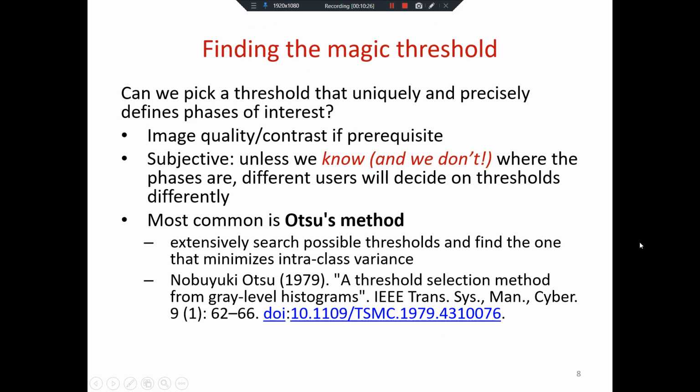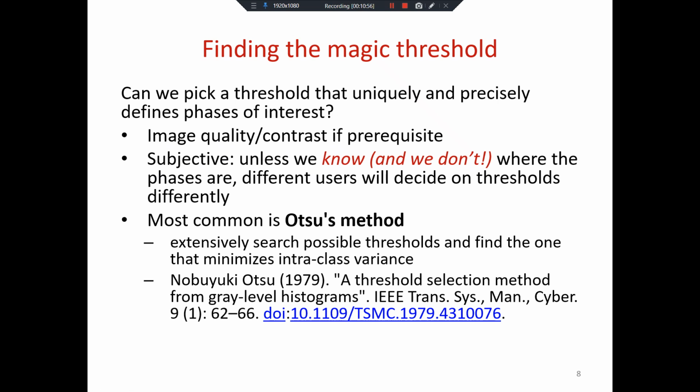So this finding the magic threshold, there's a lot of methods that are attempting to do that and basically try to separate these peaks the best and so forth. One of the most common is so-called Otsu's method, selection of these thresholds from gray level histograms, and it's actually implemented in ImageJ, so we will give it a try. But no matter what, quality image is a prerequisite.